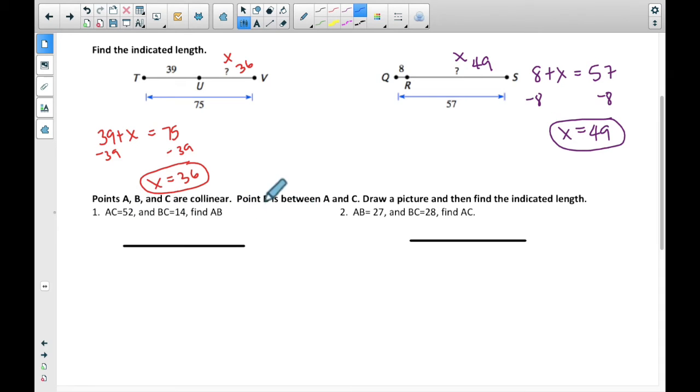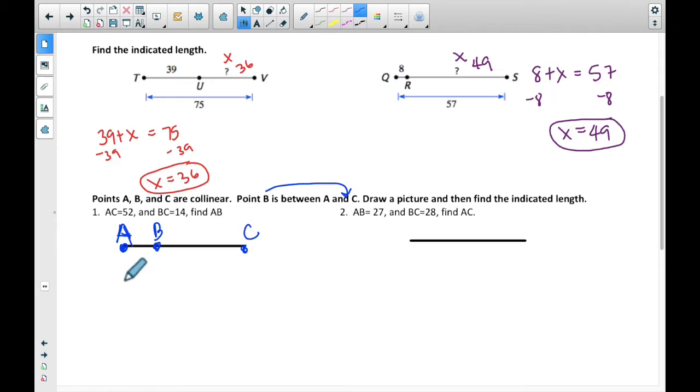A, B, and C are collinear. Point B is between A and C. So B is going to be in between those two. So in other words, if I draw a line, I'm going to have point A down here, point B somewhere, and point C down here. Notice I didn't put B smack dab in the middle, and I did that on purpose because it might be in the middle, but it might not. And if I draw it that it looks in the middle, I don't want to confuse you that way.